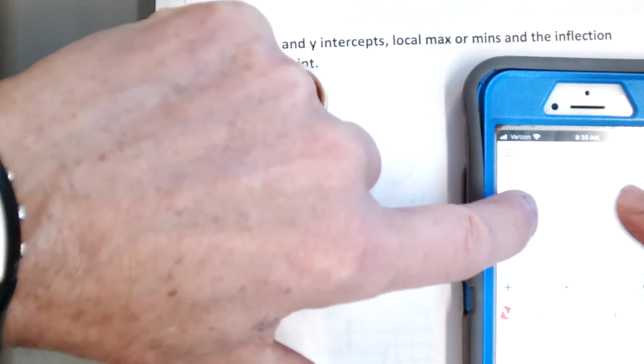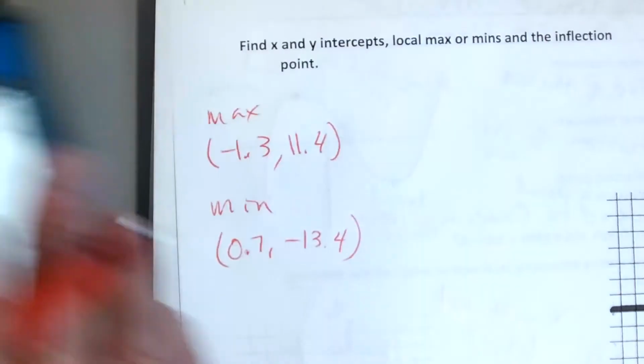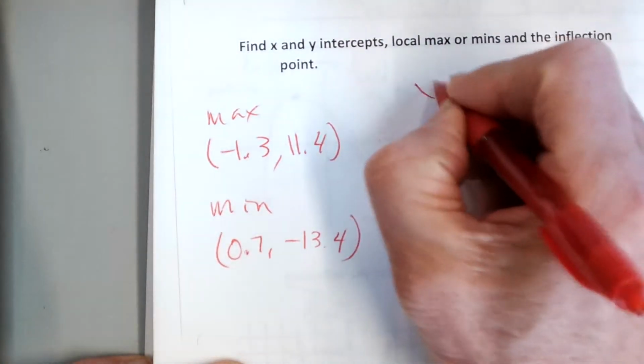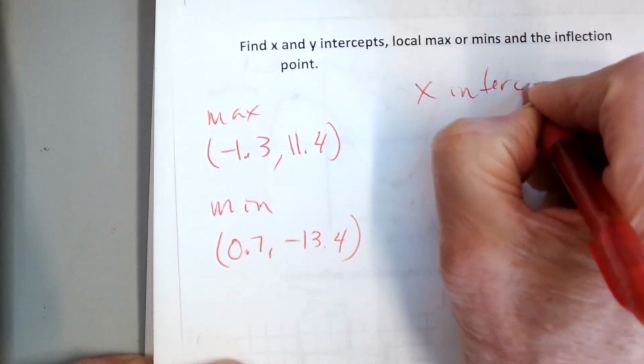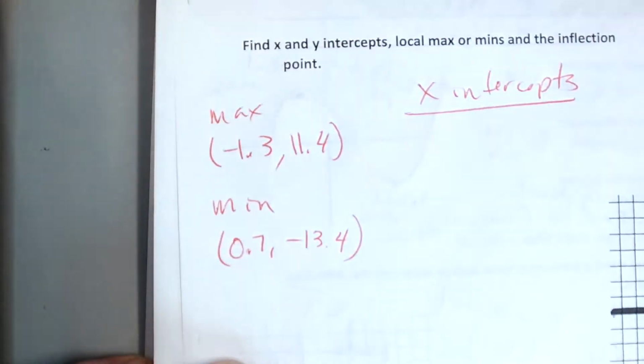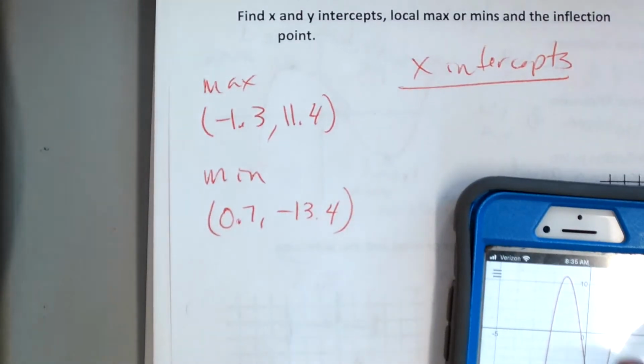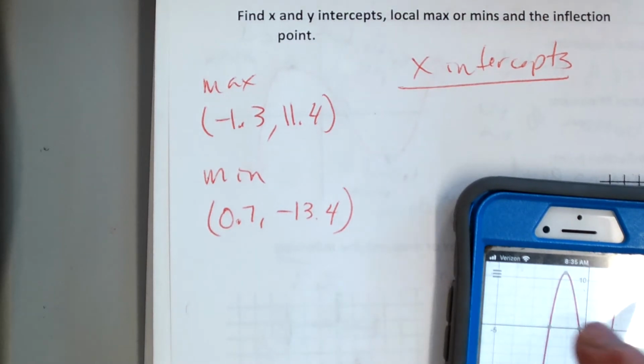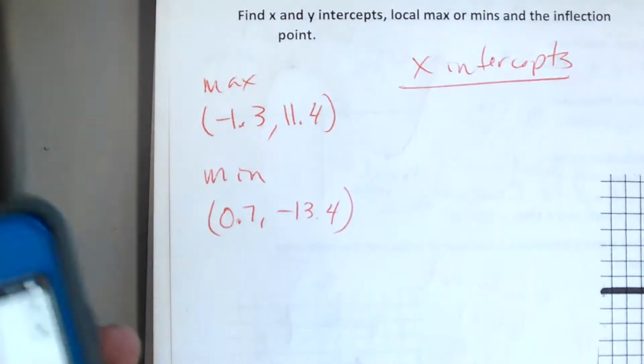X-intercepts, let me see here. I can get X-intercepts by just tapping on it. So let's get, first of all, X-intercepts. So I'm going to have one at, tap, tap, negative 2, 0.